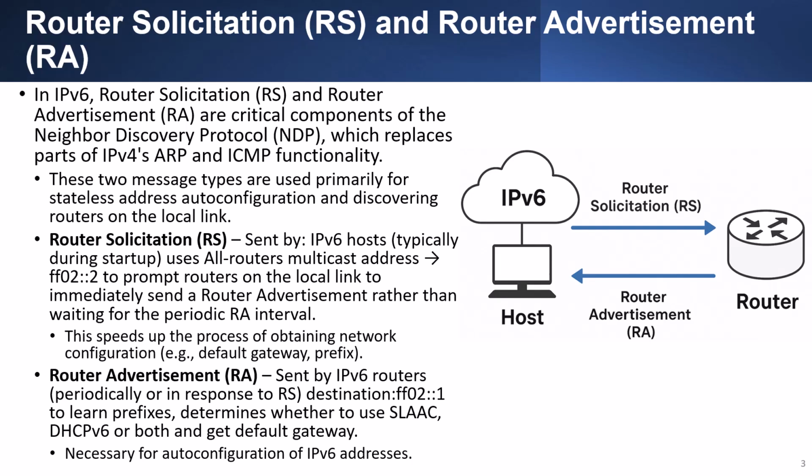Router advertisement, or RA, is sent by IP version 6 routers periodically or in response to an RS to advertise prefixes, determine whether to use SLAAC, DHCP version 6, or both, and provide the default gateway. It's necessary for auto-configuration of IP version 6 addresses.